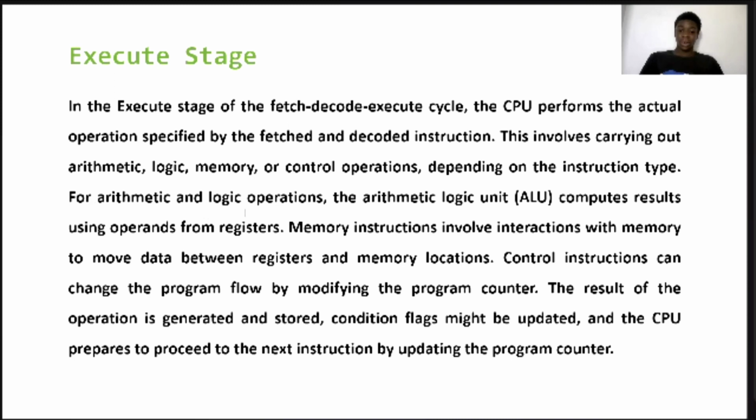For arithmetic and logic operations, the arithmetic logic unit computes results using operands from the registers. Memory instructions involve interactions with memory to move data between registers and memory locations. Control instructions can change the program flow by modifying the program counter. The result of the operation is generated and stored. Condition flags might be updated, and the CPU prepares to proceed to the next instruction by updating the program counter.